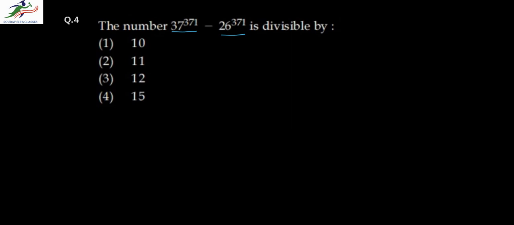We know that if we have an expression a to the power n minus b to the power n, where n is odd, then this number is always divisible by a minus b. This is a straightaway application of the binomial theorem. So a to the power n minus b to the power n, where n is odd, is always divisible by a minus b.